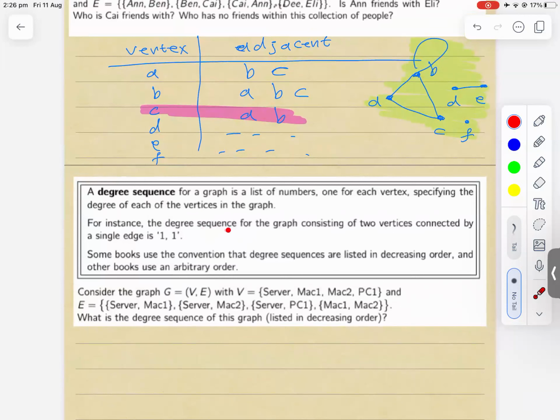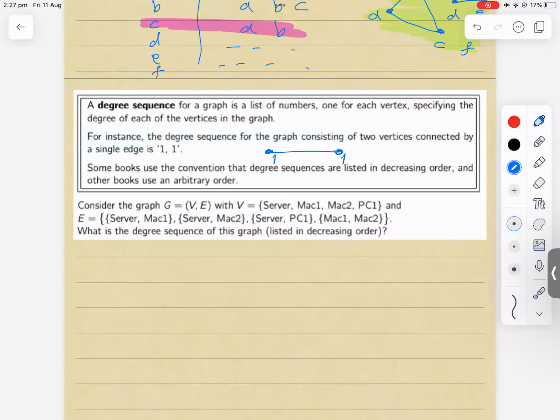For instance, the degree sequence for the graph consisting of two vertices connected by a single edge is 1, 1. Okay, so we've got this one, we've got this one. What's the degree of this one? 1. What's the degree of this one? 1. Some books use the convention that degree sequences are listed in decreasing order, and some other books in arbitrary order. But what we will do here is list the degree of each, so there is no specific order for this.